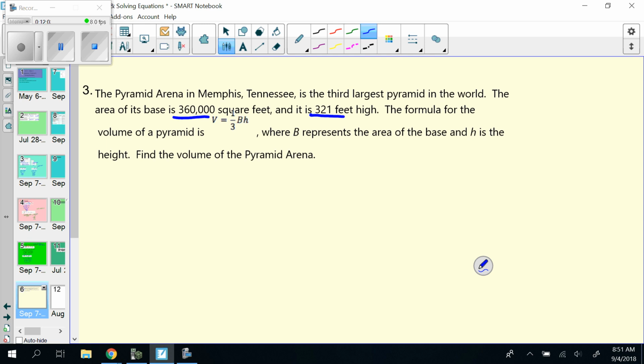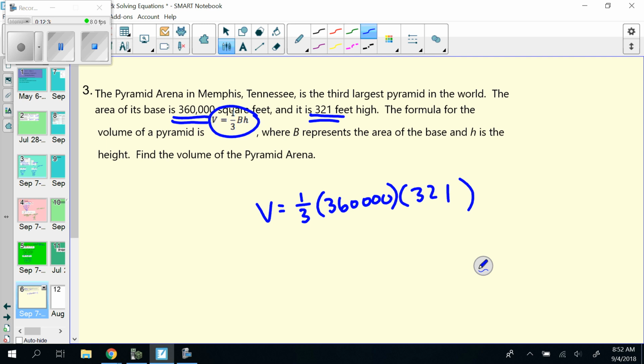It might be a good idea as you're going through to underline or circle the information you think is going to factor into the problem. The formula for the volume of a pyramid is volume equals 1/3 area of the base times height. Okay, so find the volume. There's our volume equation. So just like those problems we did at the beginning, we want to substitute in the area of the base and the height. Well, they told us the area of the base was 360,000, and the height was 321.